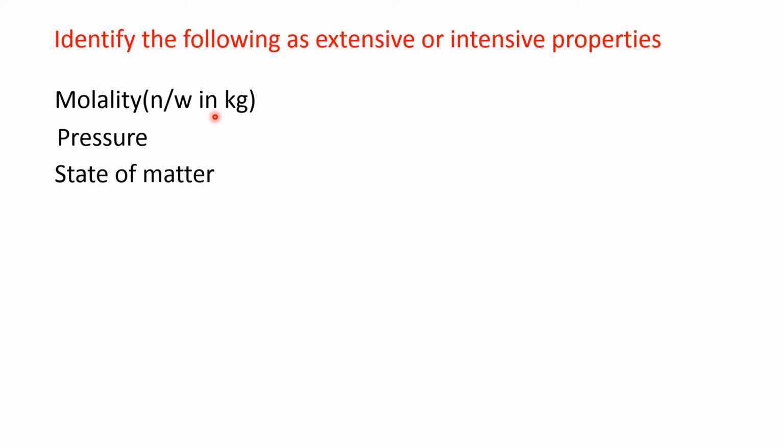Now state of matter, that is solid, liquid or gas, depends on the nature of the substance. So it is an intensive property. Now specific heat. Specific heat means the heat required to increase the temperature of 1 gram of substance by 1 degree centigrade. So it is the ratio of the heat required and the amount in grams. Because it is for 1 gram, you have to divide by the weight or amount in grams. Therefore, specific heat is the ratio of two extensive properties, so it is an intensive property.